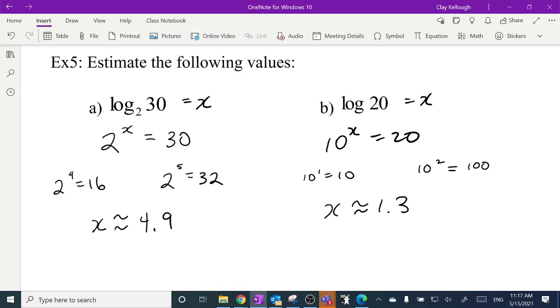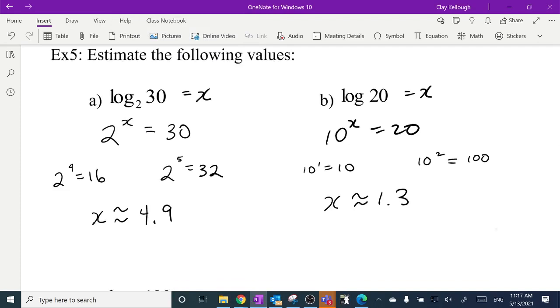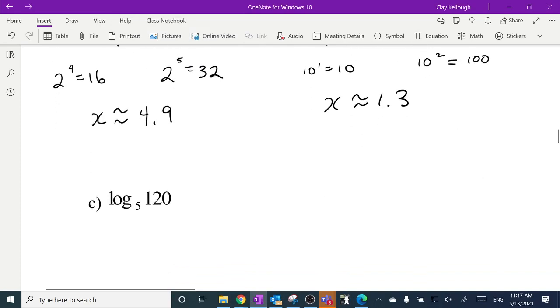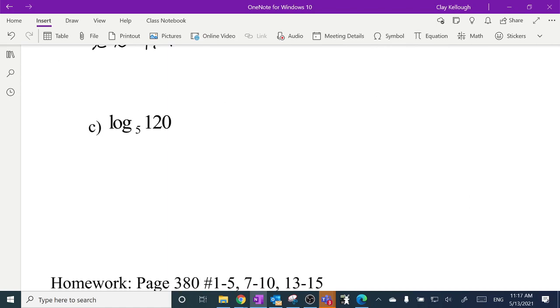And that's actually it. You can now do the 8 point... Oh, sorry, there is one more. Hang on. One more, and then that'll be it. We'll say 5 to the power of x is 120. So what do I know? I know 5 squared is 25. 5 cubed is 125. I'm feeling we're much, much closer here than there.